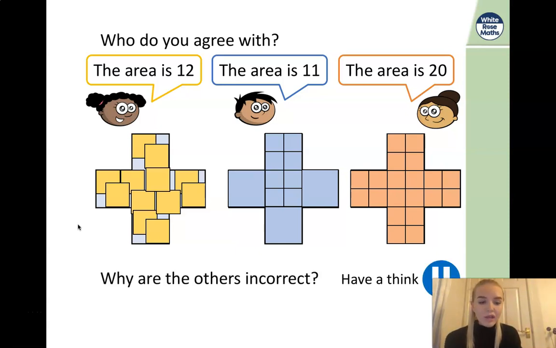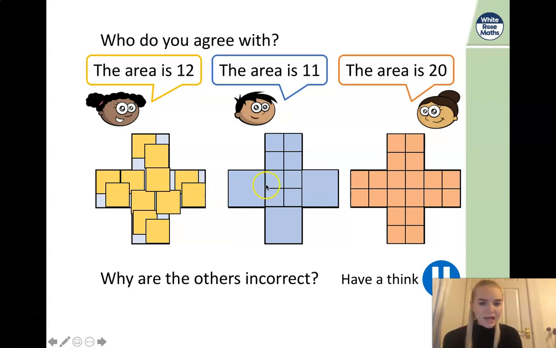And why are the others incorrect? Pause the video and have a think. Okay, so if we think to this first person, not only can we see gaps in our area, but the squares are also overlapping. So that isn't going to be efficient. It's not going to be right, is it?